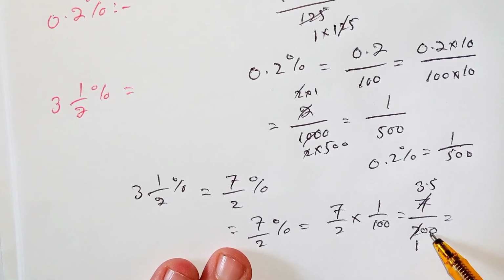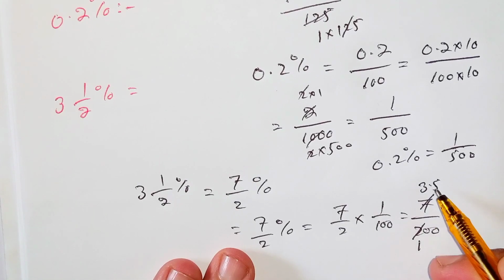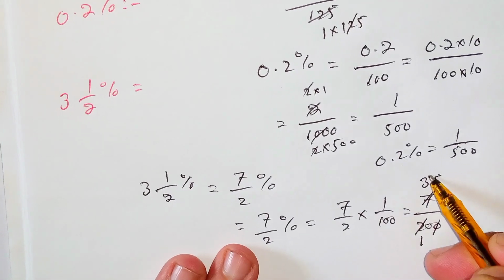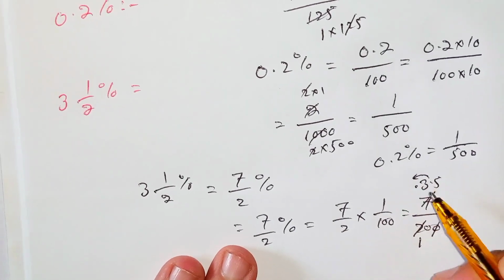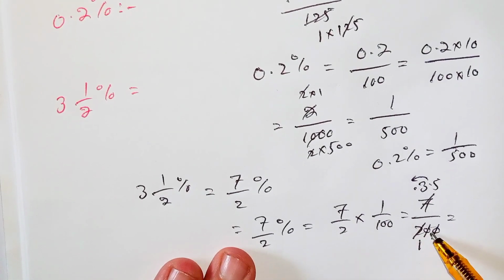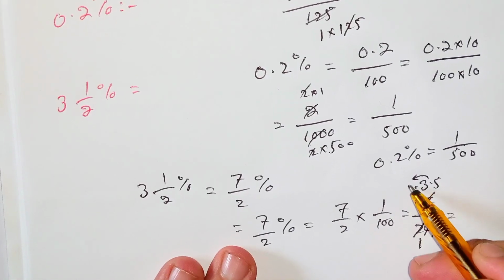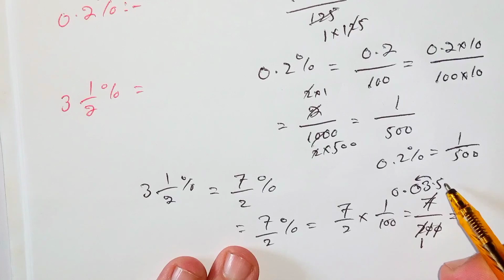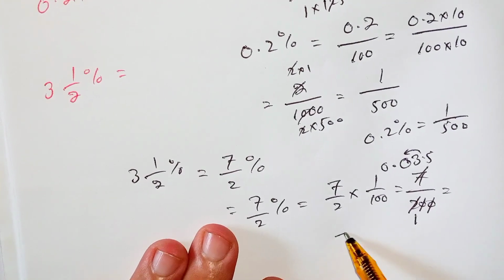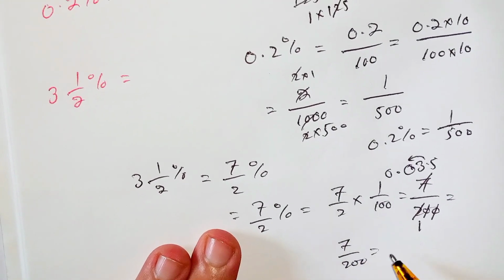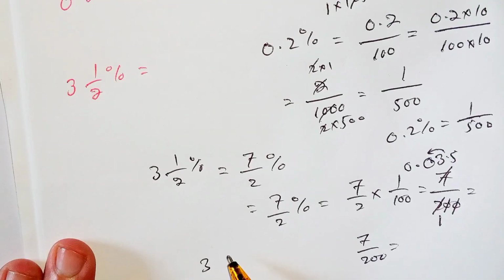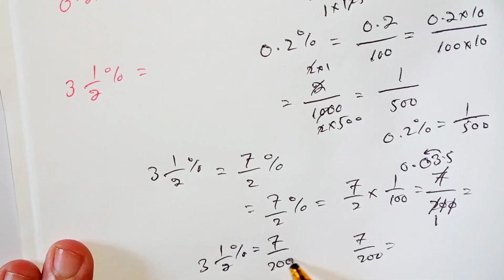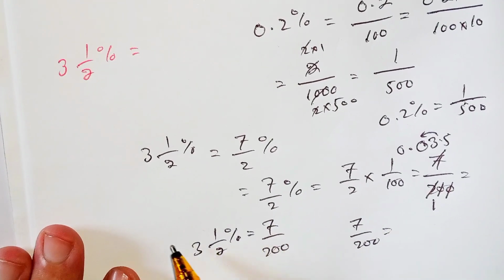Now here we see that there are two zeros, so we will create the decimal point from right to left and cancel the 0. So cancel one 0 and move the decimal point from right to left by one place. Again here we will cancel the second 0 and move the decimal point from right to left, right? So it is equal to 0.035, right? 7 over 200, right? So 3 and 1 over 2% is equal to 7 over 200. That is the final answer.